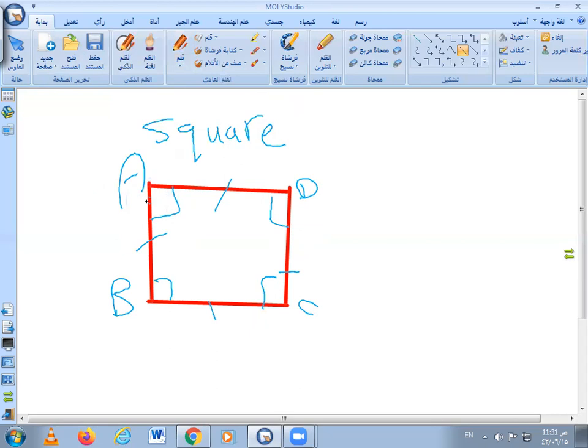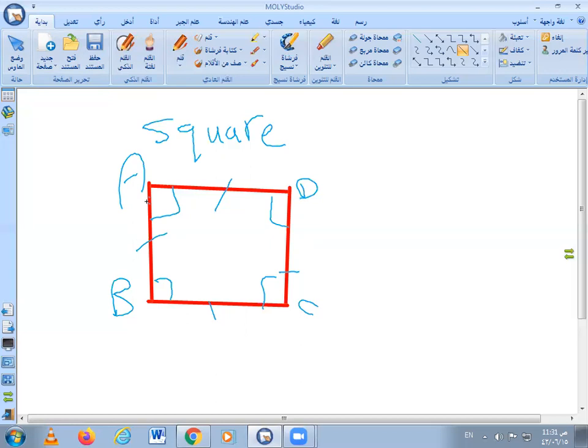What is the definition of the square? It's a rectangle in which two adjacent sides are equal in length. What happens if the two adjacent sides of the rectangle are equal in length? What are the two adjacent sides in the rectangle? Length and width. What happens if length equals width in the rectangle? It becomes a square.